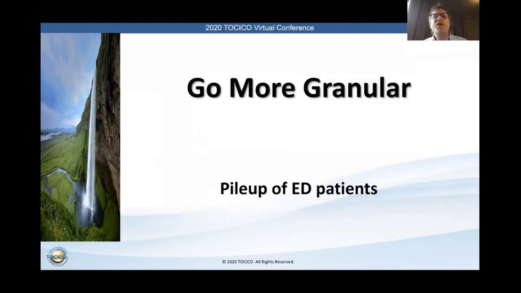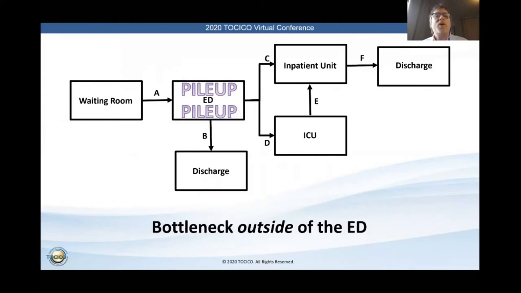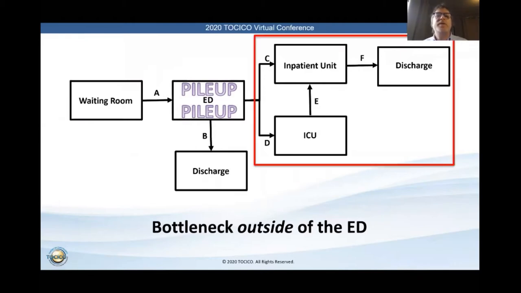So how do we use this information to start our search for the bottleneck? We make a more granular process map focusing on the most relevant part of our high-level map. We saw the most common reason that our ED went on ambulance diversion was a pileup of patients in the ED. And that pileup was related to boarding inpatients in the ED. That means we'll find our hospital's bottleneck somewhere downstream of the ED, namely on the inpatient side, either in processes C through F, or within the inpatient or ICU units themselves.